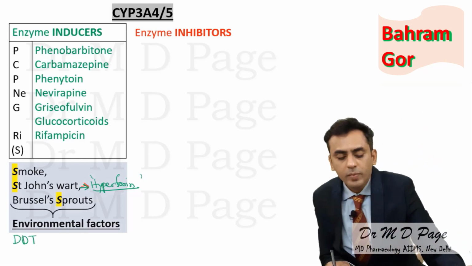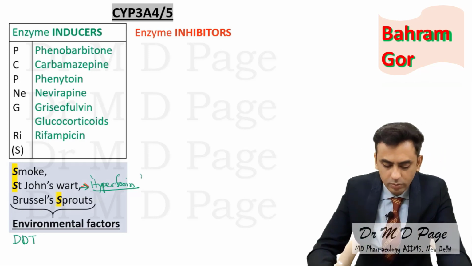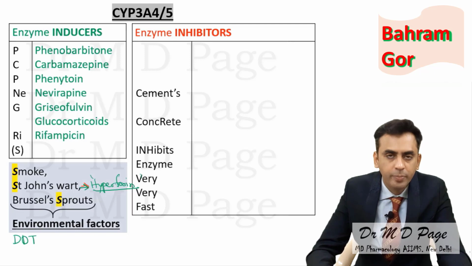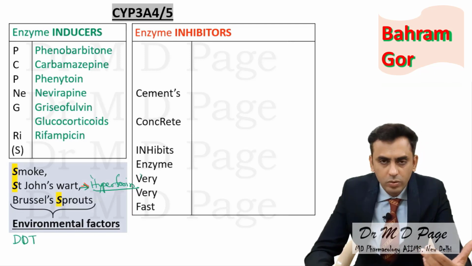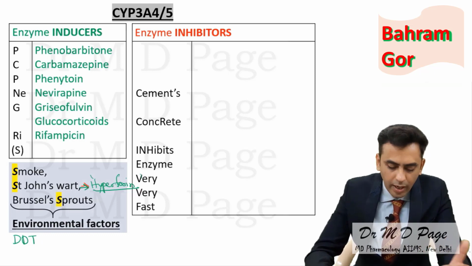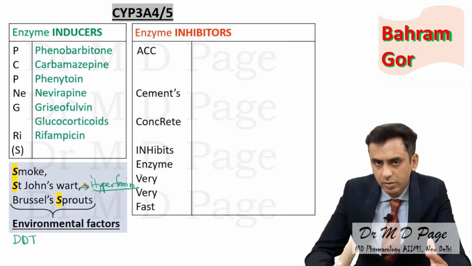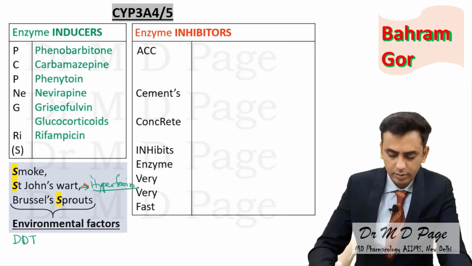Okay. Now you should know enzyme inhibitors. For this again I have made a mnemonic. You know cement, you know concrete is prepared from cement. Now this cement's concrete inhibits enzyme very fast is the mnemonic. And ACC is a famous cement company. So ACC cements concrete, inhibits enzyme very fast.